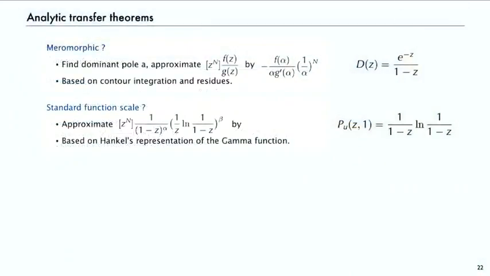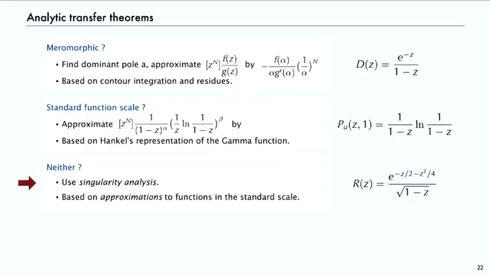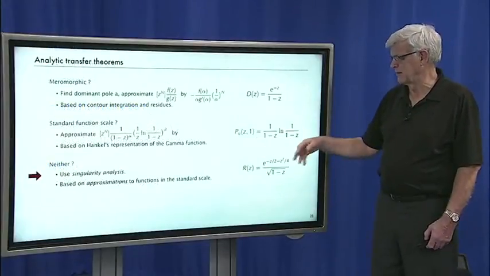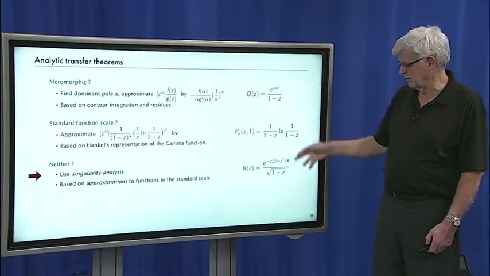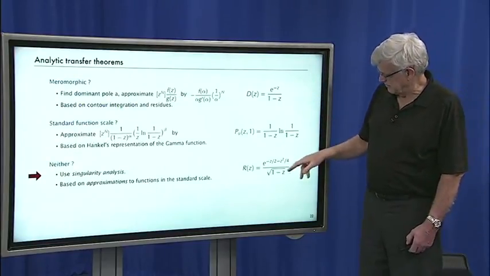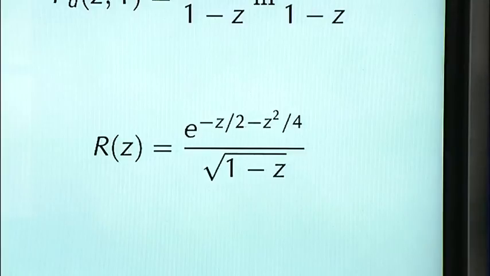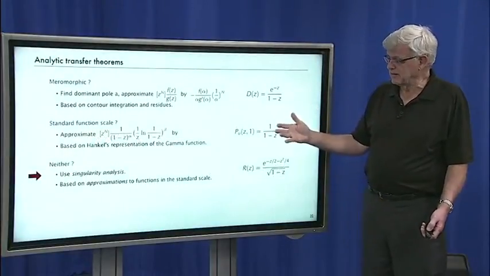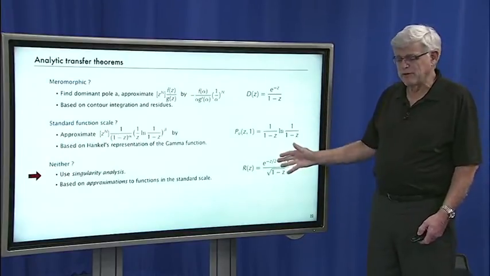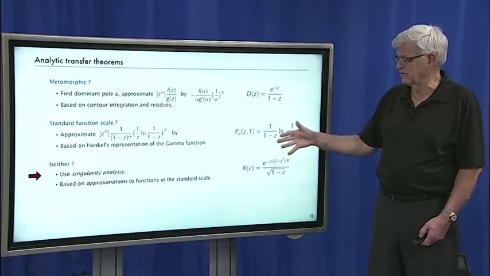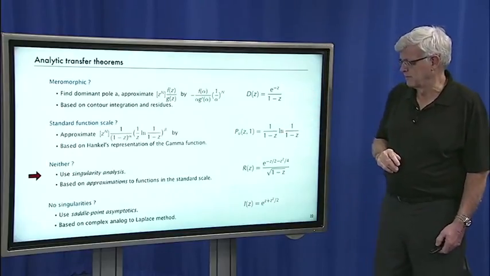Standard function scale, lots of functions fall in that range, then we can just immediately use the transfer theorem that I just gave for the standard function scale, and that's based on the gamma function. But if it's not either one of those, that's when we're going to talk about singularity analysis. And here's an example of a type of function that is neither meromorphic nor falls in the standard function scale. It's got a square root, but it's a ratio of that and some other function. So the basic idea is to get an approximation of this function to functions in the standard scale, and then do the transfer.